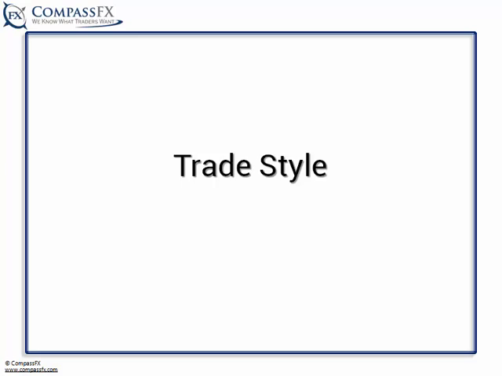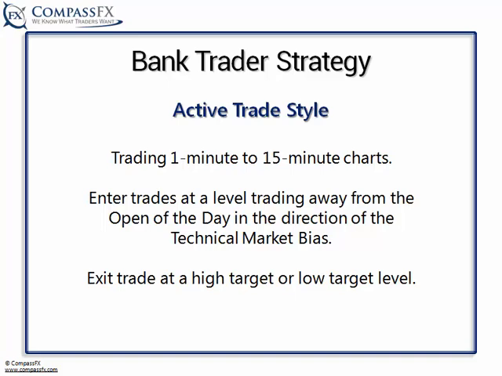Now what we do is we take the technical market bias and then we match that to your trade style. There are different traders out there, from scalpers to active traders to more swing traders and even position traders. Let's take a look at each one. From an active trade style, we're trading 1-minute to 15-minute charts. We're looking to enter at a level trading away from the open of the day in the direction of technical market bias. Then we're looking to exit a trade at a high target or low target level.